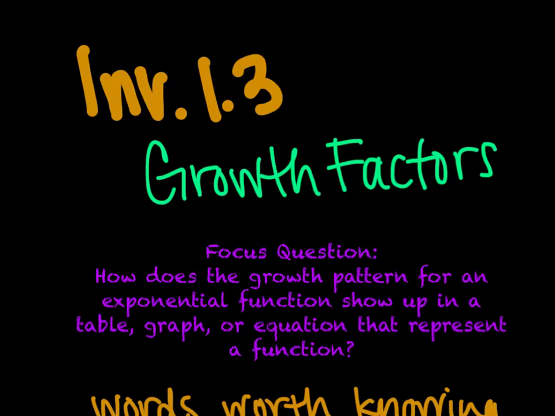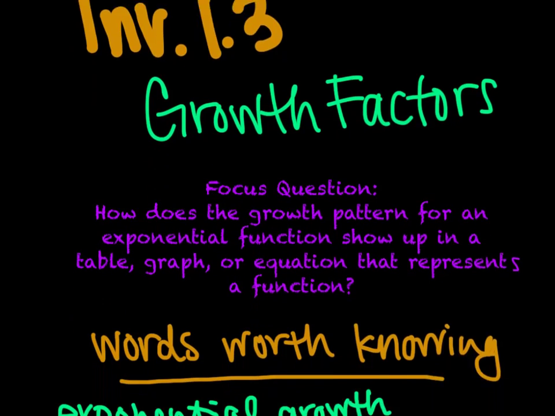However, you also see that the queen's plan, the king's plan, and even the king's advisor's plan eventually wouldn't be much better. The only one that would be good would be the advisor's plan, which was actually a linear situation. Regardless, in this investigation we are looking at growth patterns. So our focus question is, how does the growth pattern for an exponential function show up in a table, graph, or equation that represents a function? So we're looking at how things will progress with tables, graphs, and equations.